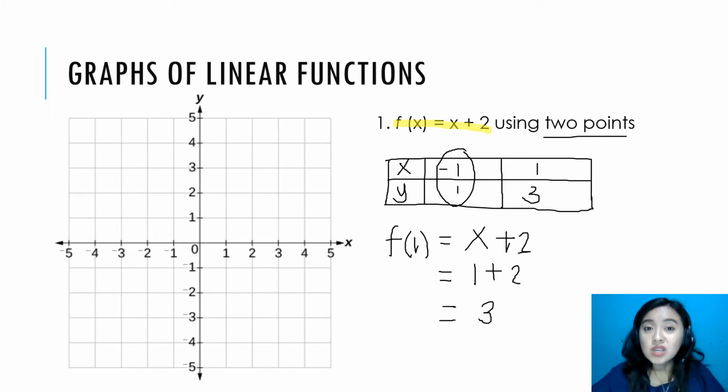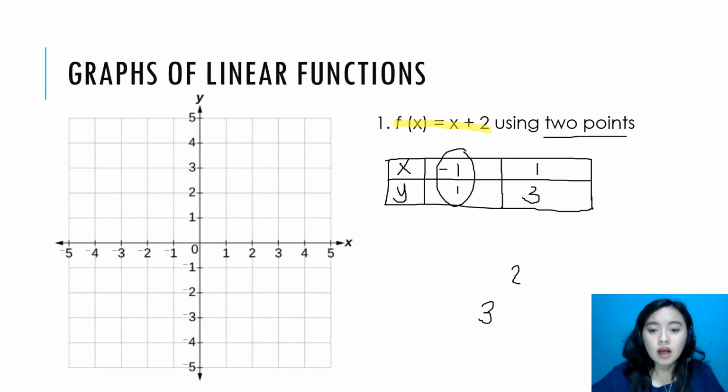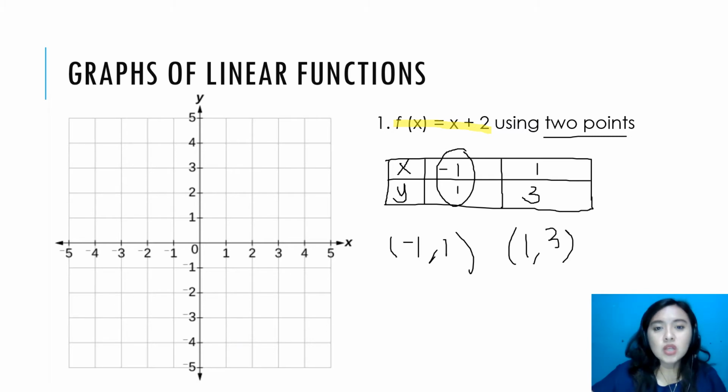We now have our second point. So if atong isulat ang duha ka points into an ordered pair, we will have something like this. For the first pair of points, we will have negative 1, 1. For the second pair of points, we will have 1, 3. So now, we can graph the function.